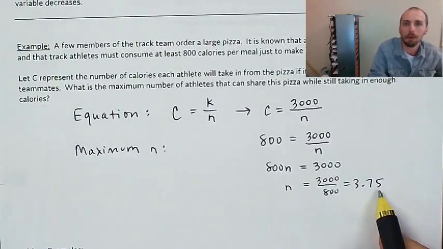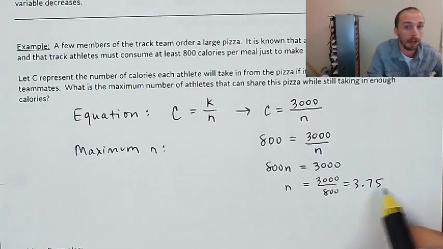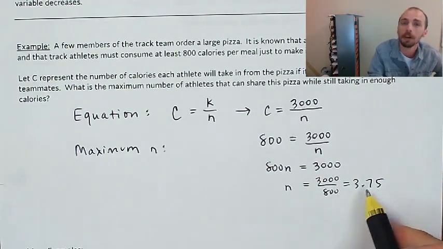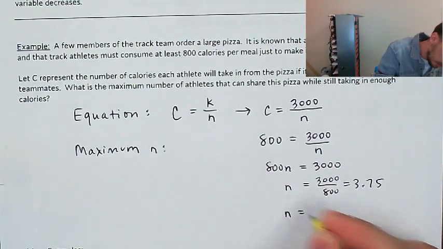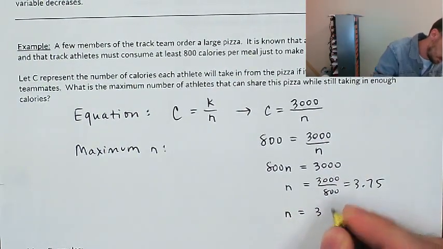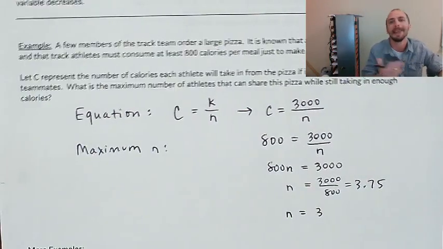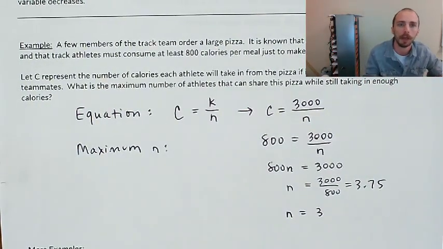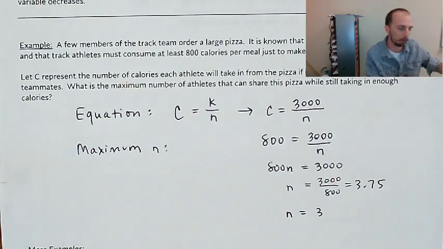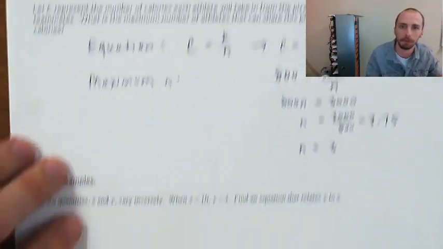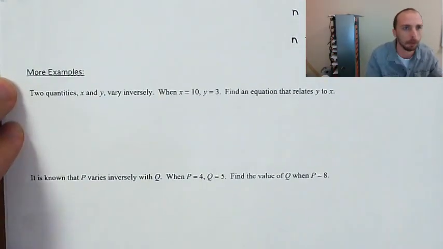So the maximum number of people, right, if I made that more people, I would be getting less than 800 calories per person. So the maximum number of people that can eat on this pizza while still taking in at least 800 calories each is going to be 3. And that makes sense because at 3 people, 800 calories per meal would be 2,400 calories, but then there would be some left over in the pizza. But if you had 4, they're not enough. You need 3,200 total calories to feed 4 people, 4 track athletes. That's not going to work.